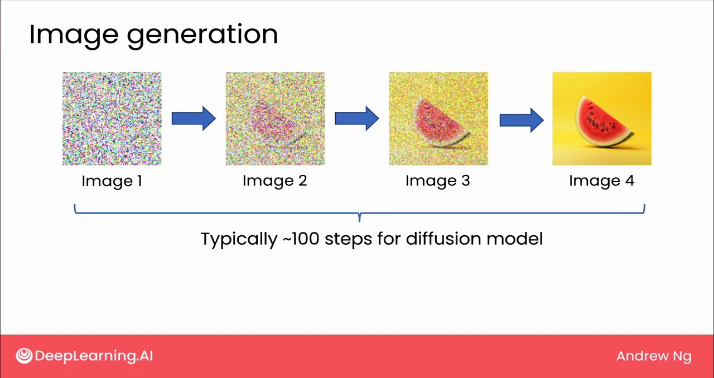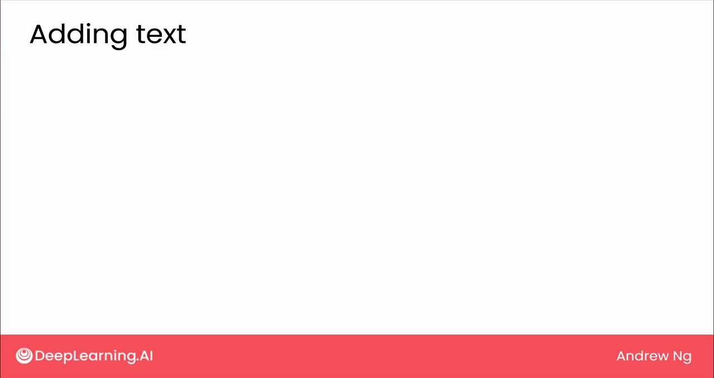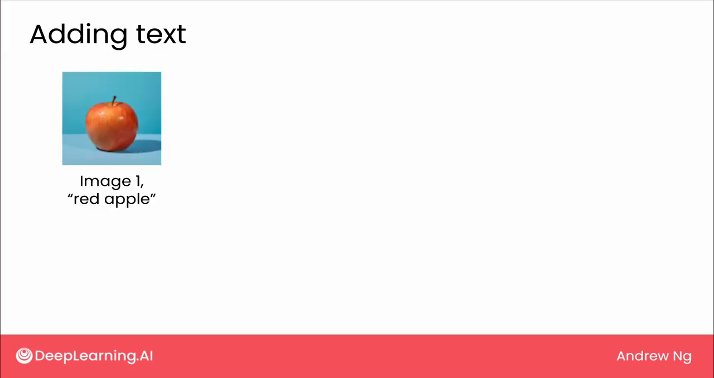So this algorithm will work for generating pictures completely at random. But we want to be able to control the image it generates by specifying a prompt to tell it what we want it to generate. Let me describe a modification of the algorithm that lets you add text or add a prompt to tell it what you want it to generate. In this training data, we're given pictures like this apple, as well as a description or a prompt that could have generated this apple. So here I have a text description saying this is a red apple.